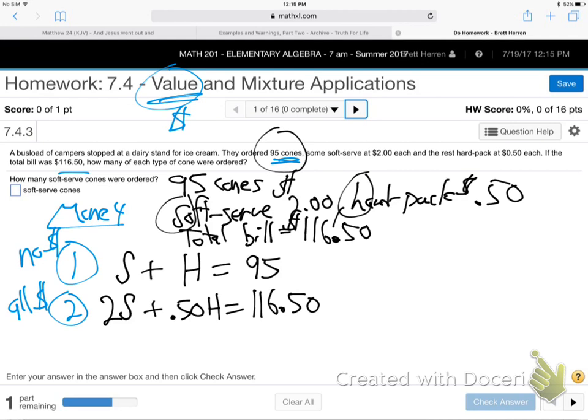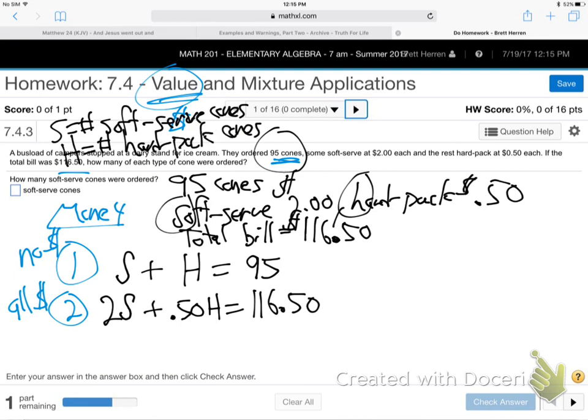What is S? S is the number of soft serve cones, right? And H is the number of hard pack cones. So the number of soft serve cones plus the number of hard pack cones is 95 cones, and the number of soft serve cones times $2 each gives you the monetary cost of all those, right? And the number of hard pack cones times 50 cents each gives you their monetary total cost. Add that up, total cost, total bill, $116.50. There we go. There's our two equations, 2 letters. So how do you solve 2 equations, 2 letters?